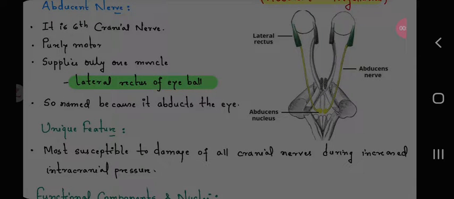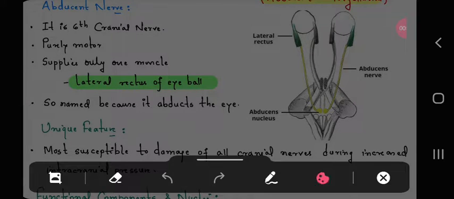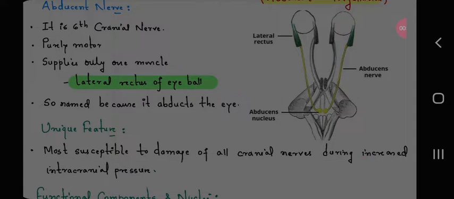Abducens nerve. It is the 6th cranial nerve. Purely motor, supplies only one muscle, that is the lateral rectus of the eyeball, and you can learn it by the mnemonic of LR6. Lateral rectus supplied by abducens, that is the 6th nerve. So named because it abducts the eye. Lateral rectus, abducens nerve.